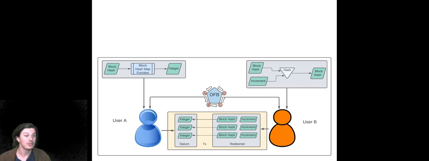Both parties use the deterministic finite blockchain as a puzzle to communicate data via datum and the redeemer inside of a transaction. Though it is applied to the advancement of a DFB, the data that is being confirmed is arbitrary.